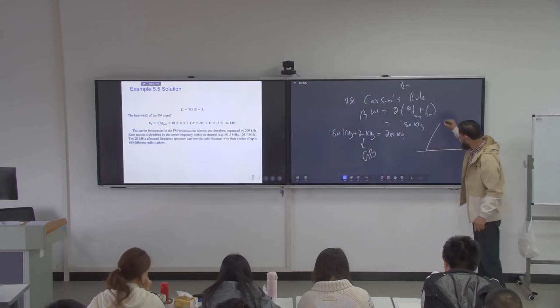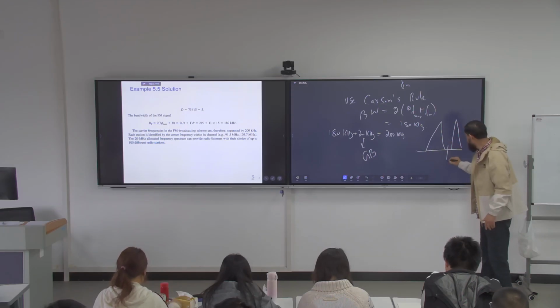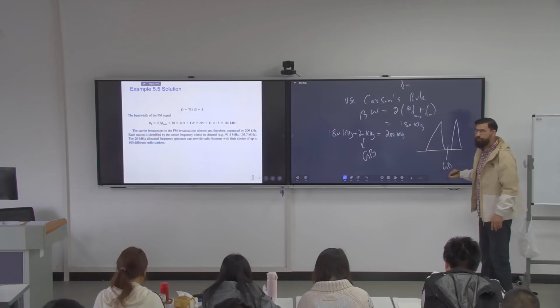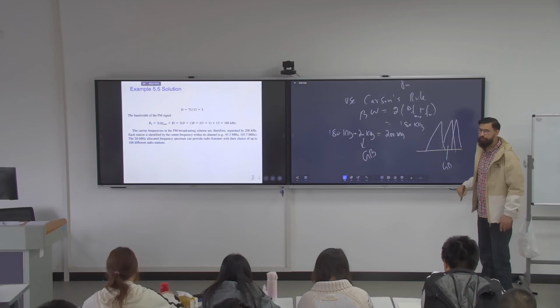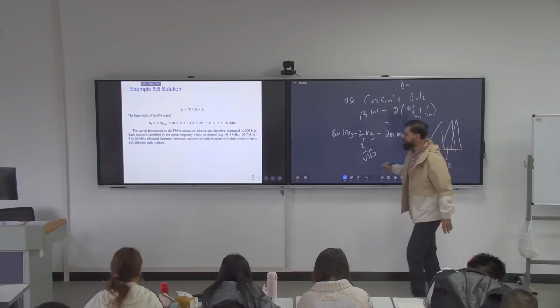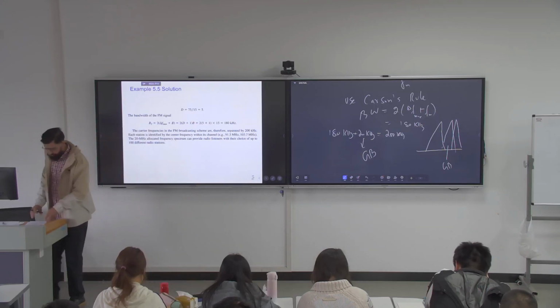Let's say this is the spectrum of one signal, and this is the spectrum of the other signal. This is music, this is news. So this area is the guard band. If I don't put a guard band, what will happen? They may interfere like this. So this extra 20 is the guard band, and they are separated by 200.